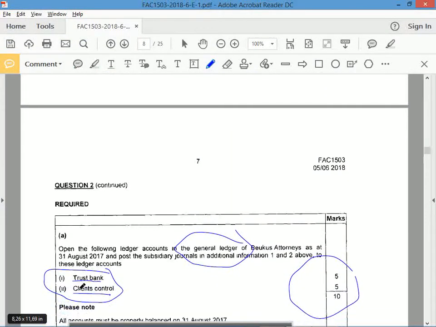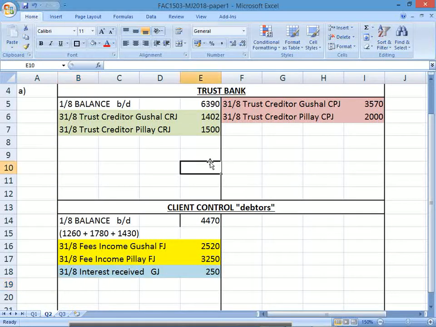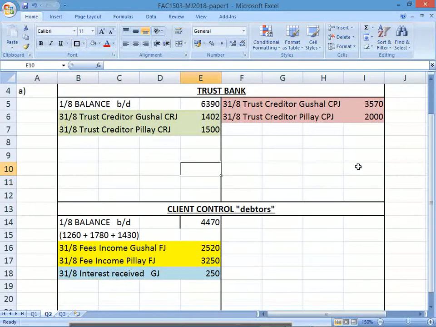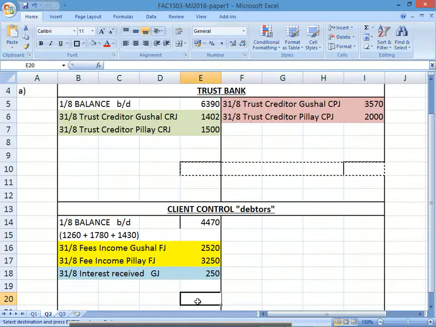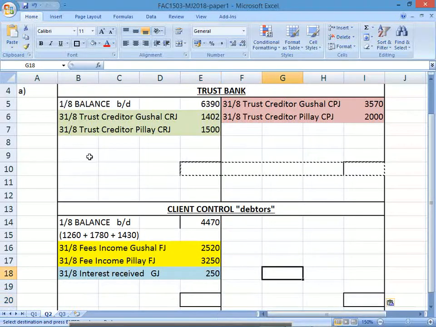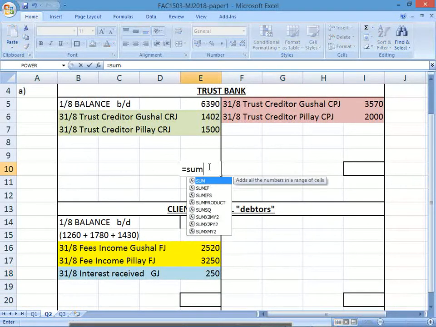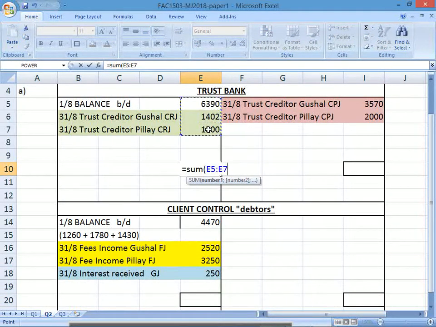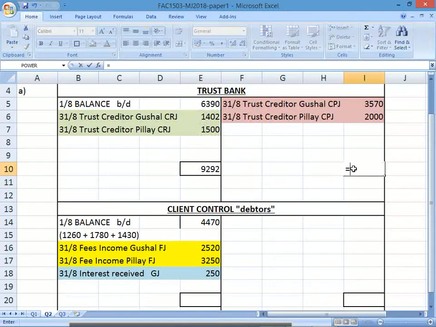Nope, that's it. Alright, so let's get marks for the balancing. That's the easy bit. Trust bank account, client control, we would expect both to have debit balances. So if I sum up the debit side here, this side should be bigger. It is. Write down the bigger total on both sides. Then work out the balancing figure. This amount minus those two amounts gives you the balancing figure.